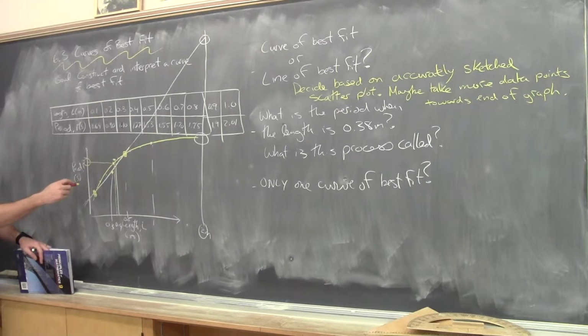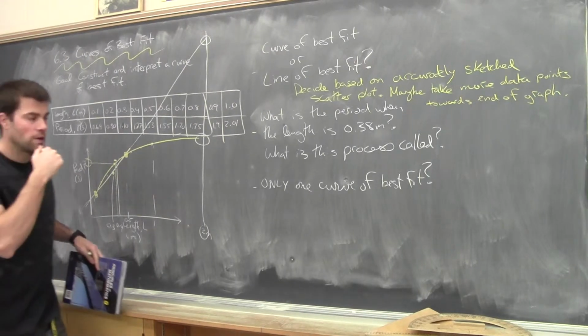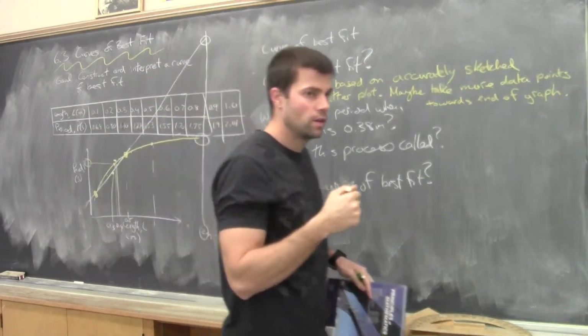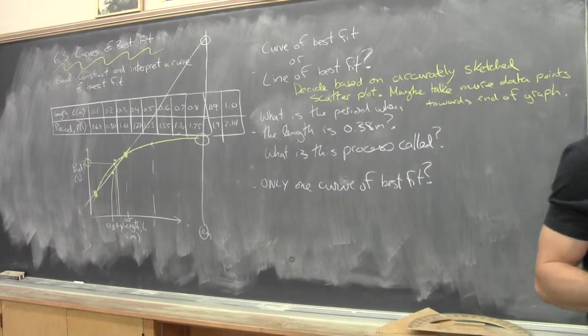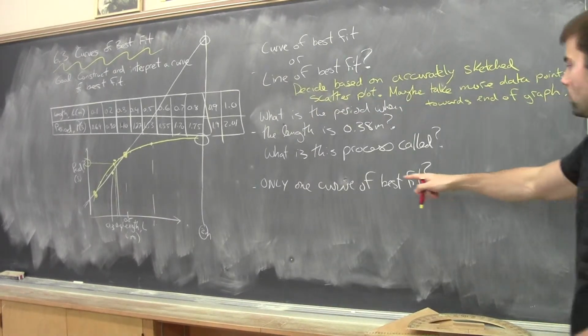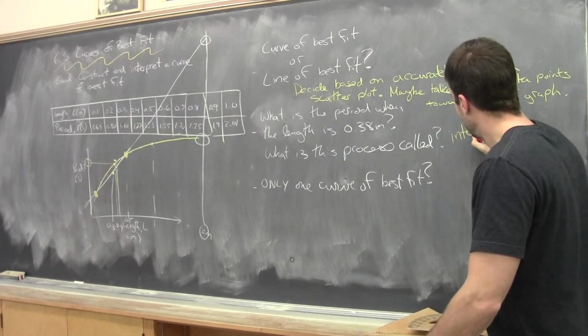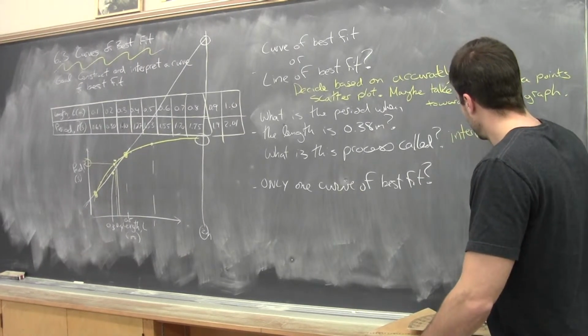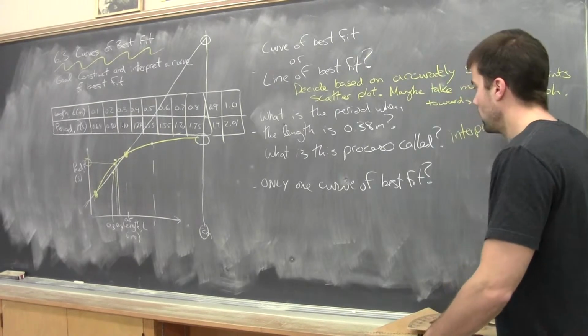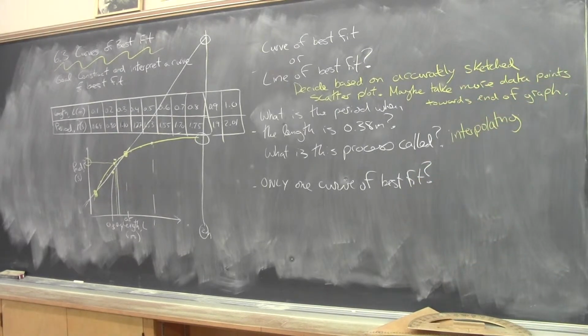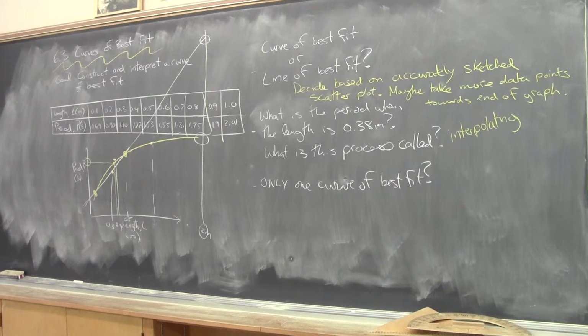What's that called? Michael? Interpolate. Sorry? Interpolate? Yes, interpolating. Good, very good. Yeah, so what is this process called? It's called interpolating. And the last question here, Sullivan, is there only one curve of best fit?